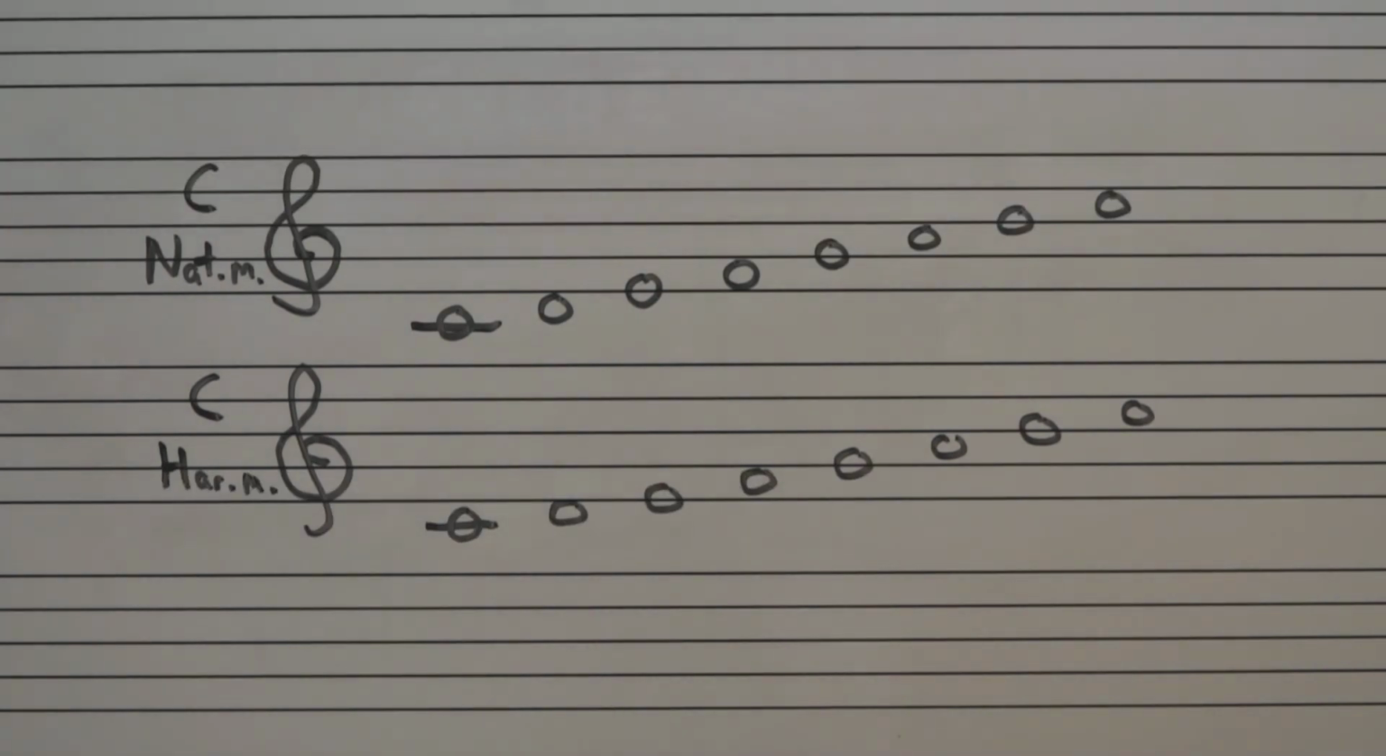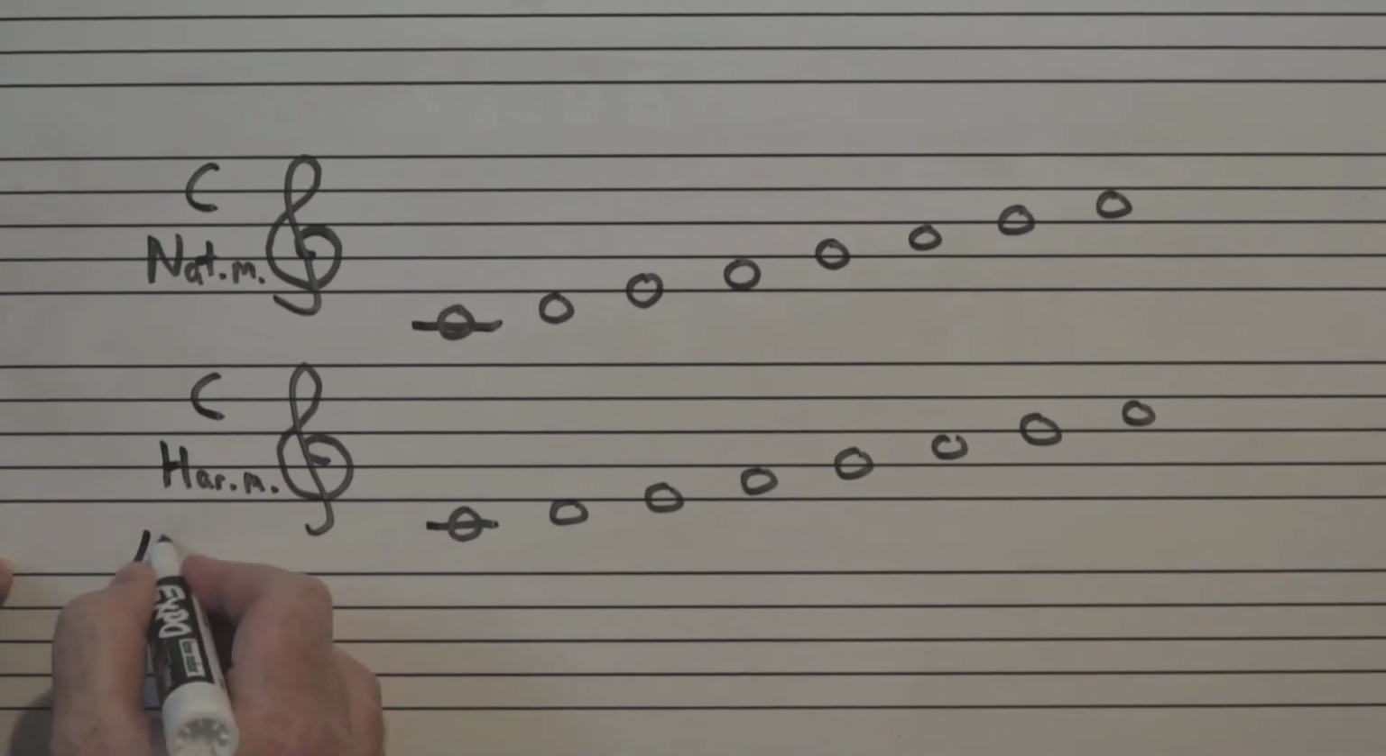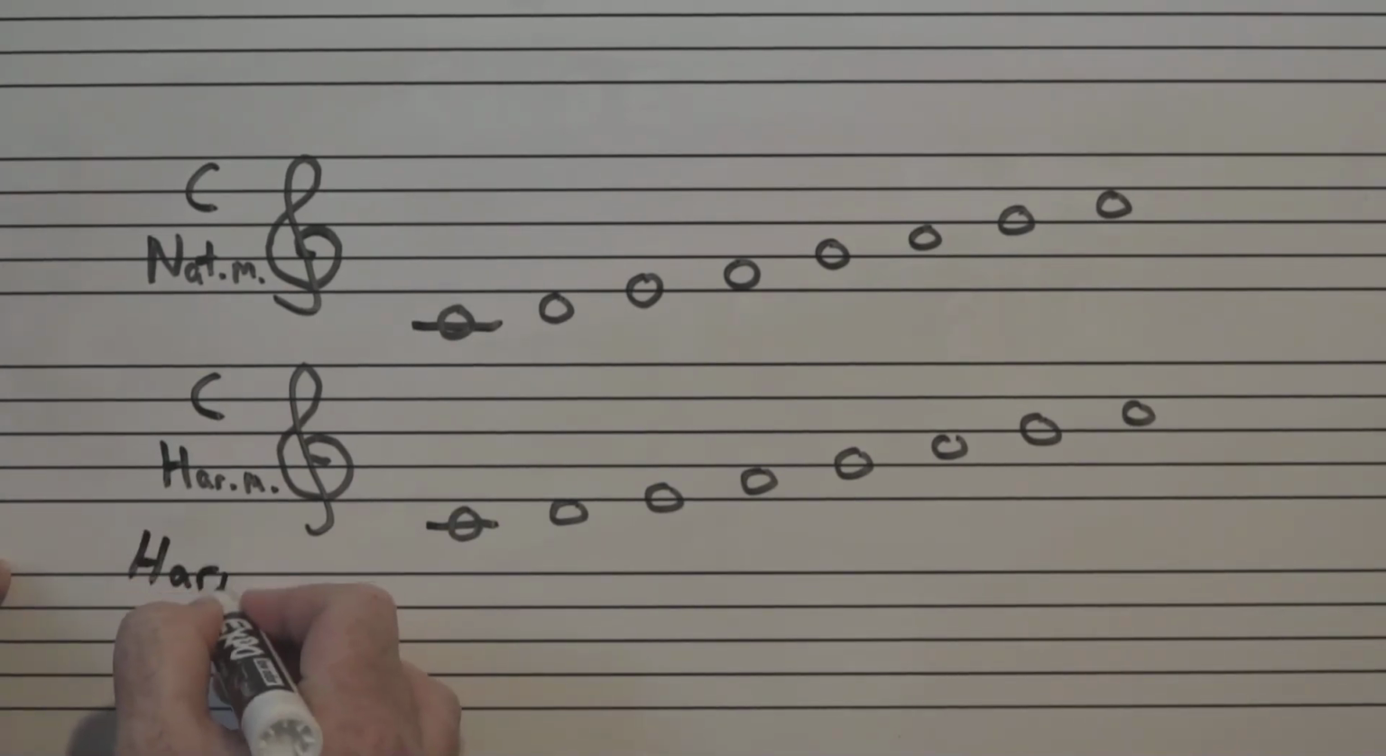Now let's take what we've learned about our C natural minor scale and make those two other types of minor scales that we will need to know. The first one we're going to talk about is the harmonic minor scale.